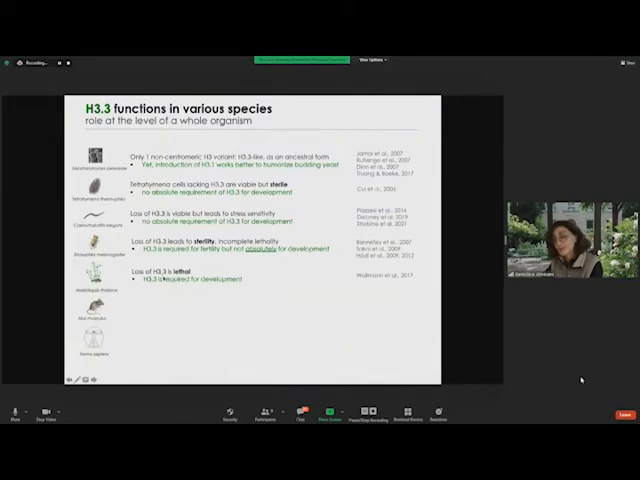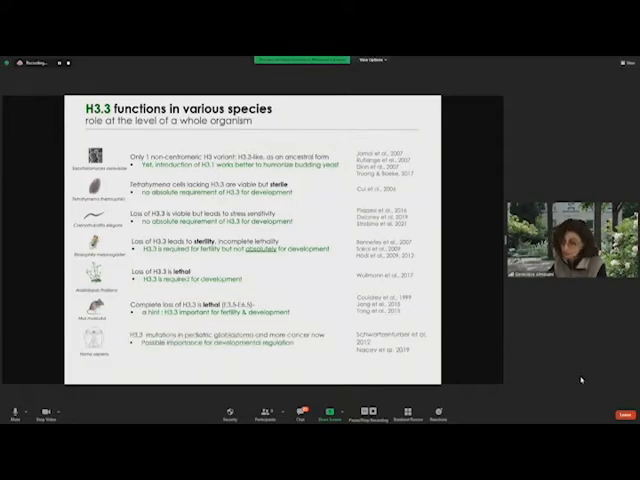In Arabidopsis thaliana, in contrast, it's lethal, so it's absolutely required. In mouse, the complete loss is lethal, but partial impairment of one or the other copy of H3.3 also affects development.